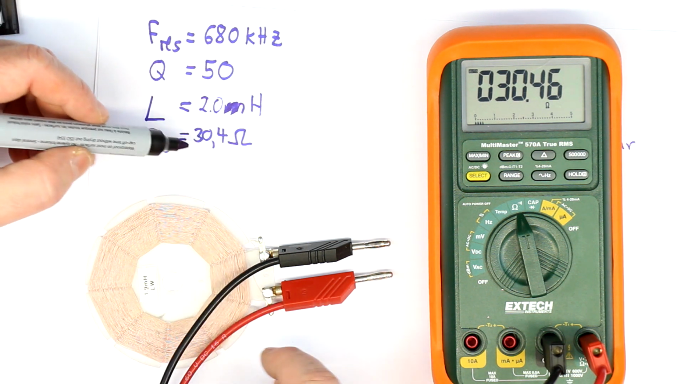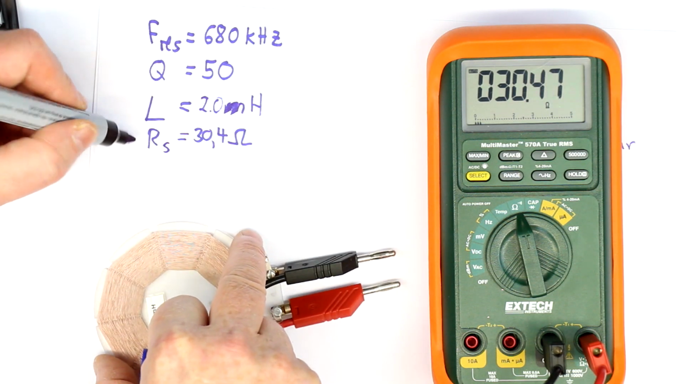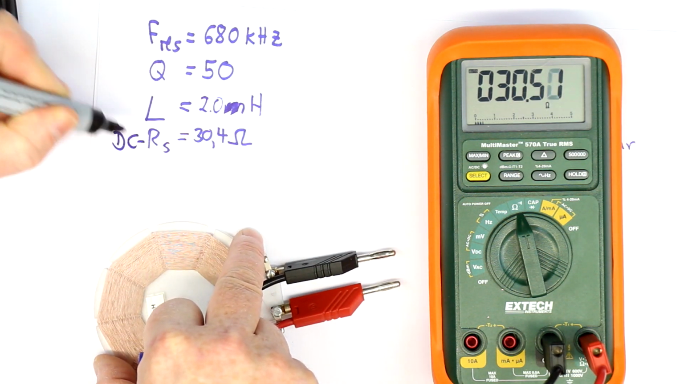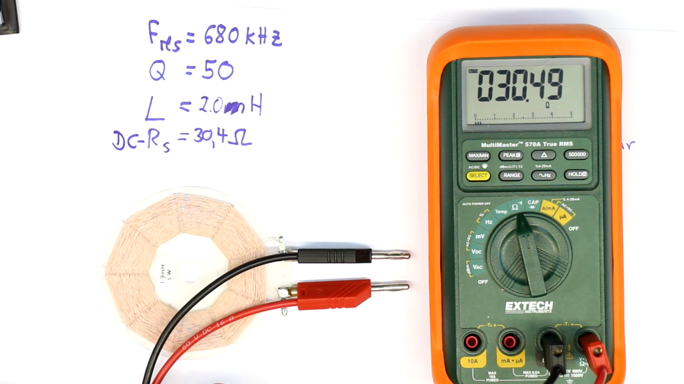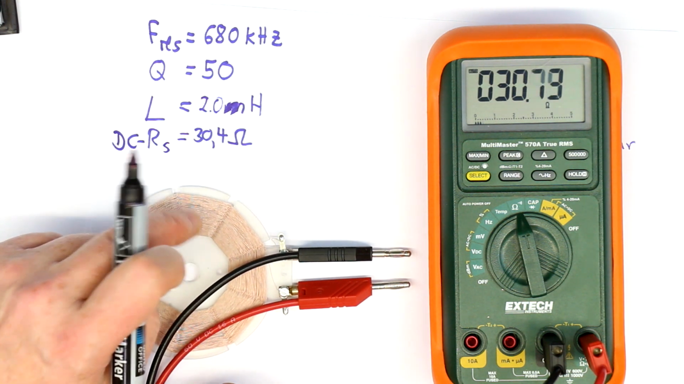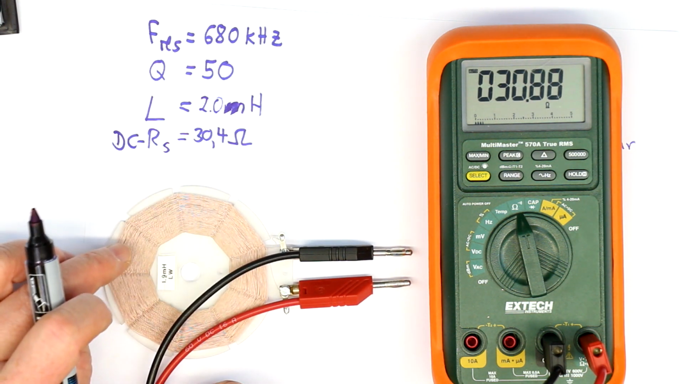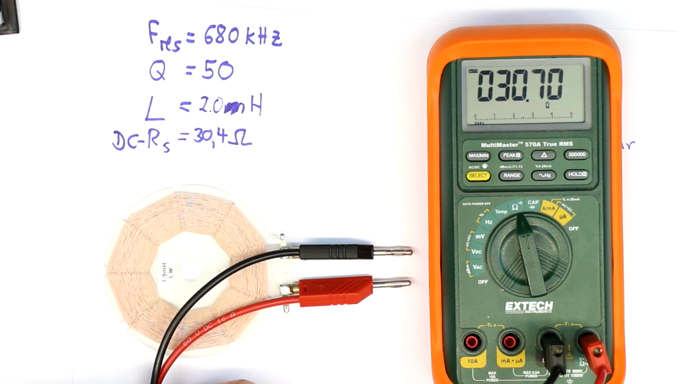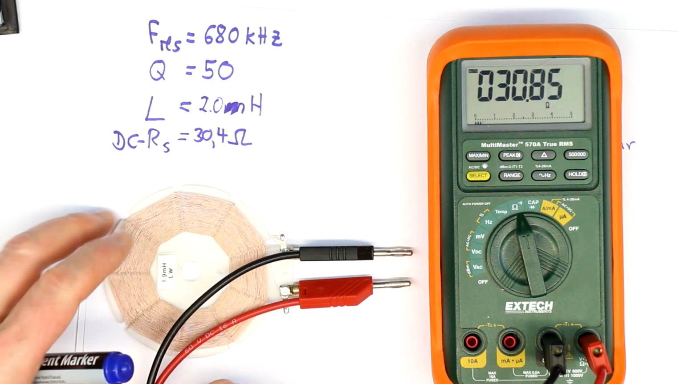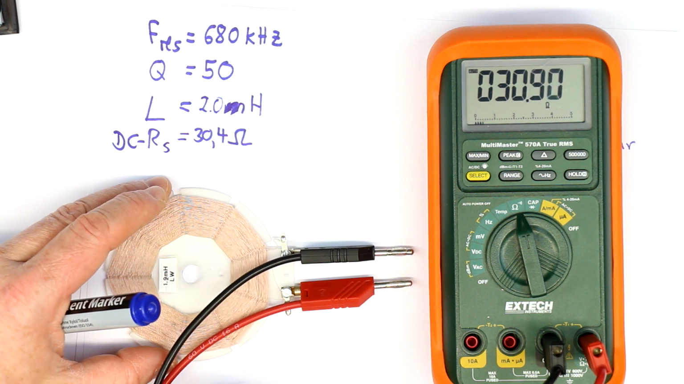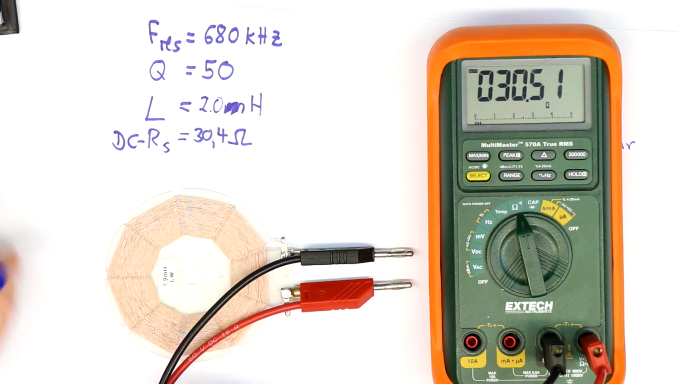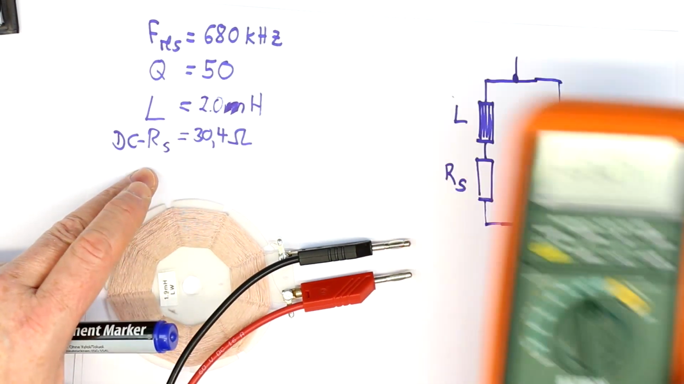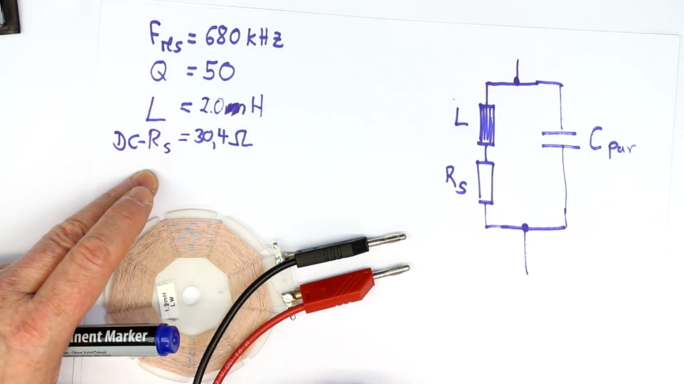So I'm quite sure that the component tester did not measure the series resistance for the frequency it displayed, but it did in fact measure the DC resistance, the pure copper resistance, which is here quite high because the coil is made out of thin Litz wire, and you can see there are, I think, a few hundred turns. So these are the things we already know, and what especially is missing is the parallel capacitance, and I'll show you in a second how we can calculate this.